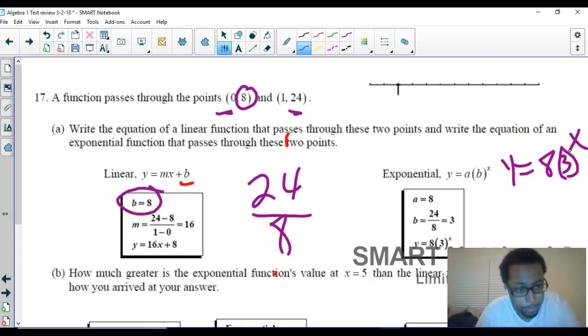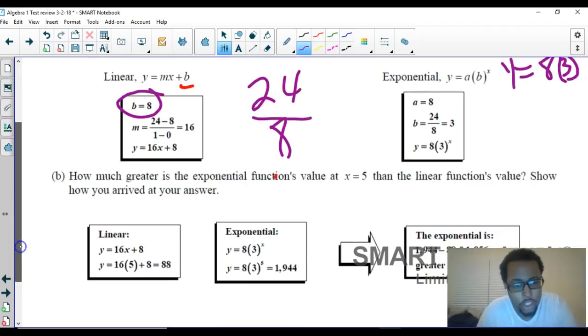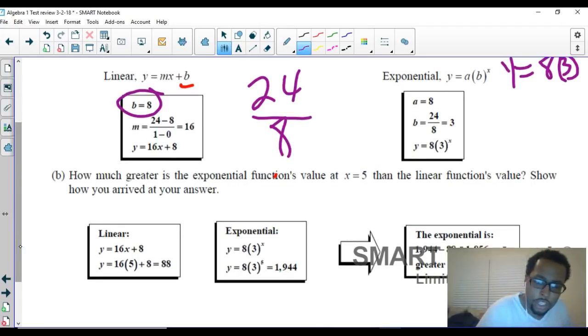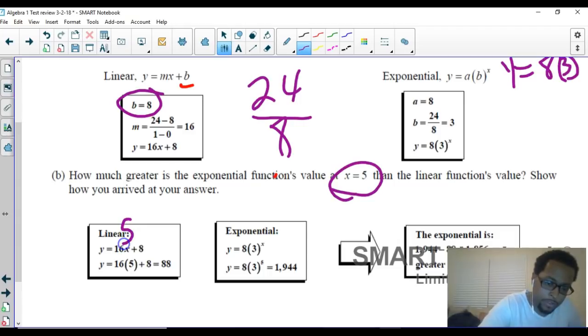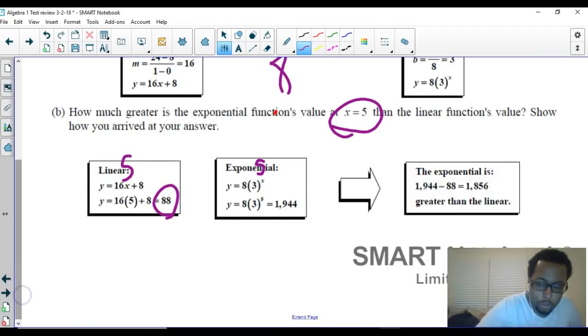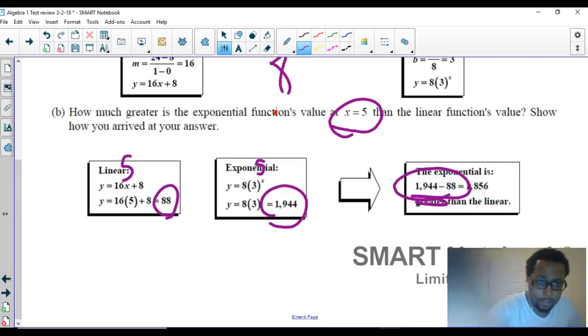Okay. So now they want to know how much greater is the exponential function valued at x equals 5 than the linear function value. So it's pretty simple. All you simply do, it says x equals 5. You replace x with 5, you get your answer. So x is 5 here, you get 88. You put the x to the 5th power here, you get 194. Difference, guys, difference. How much greater? Meaning you have to subtract. If this is this, and this is this, the difference meaning you have to subtract.